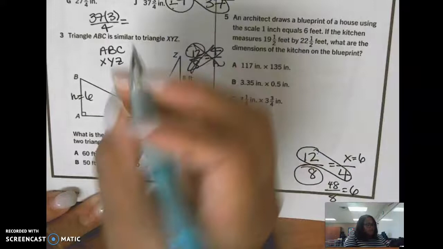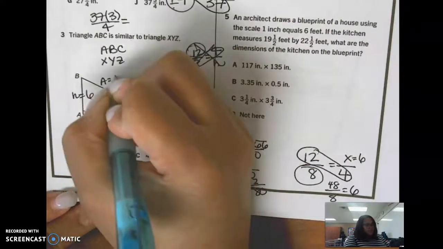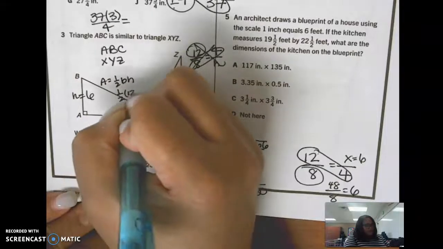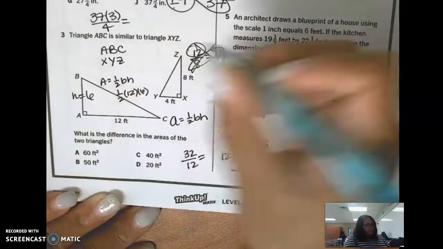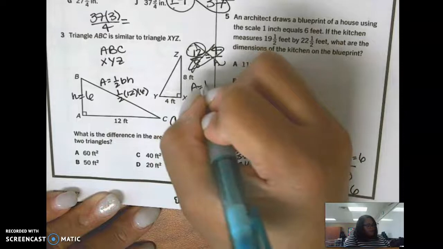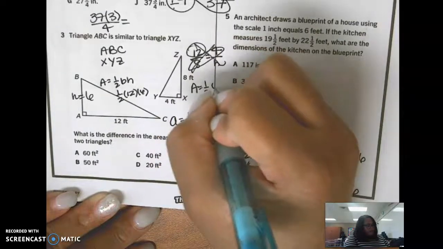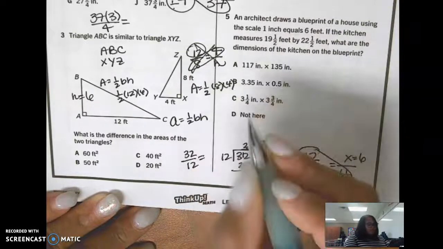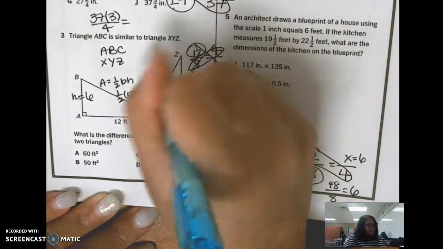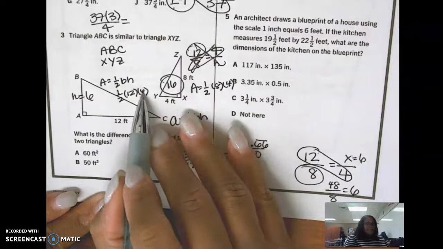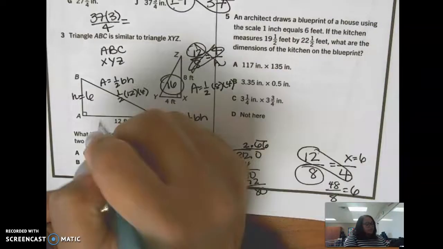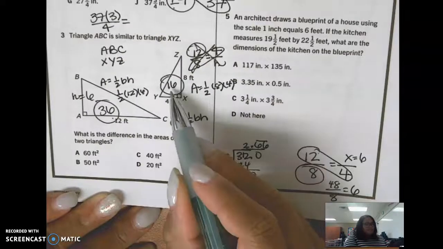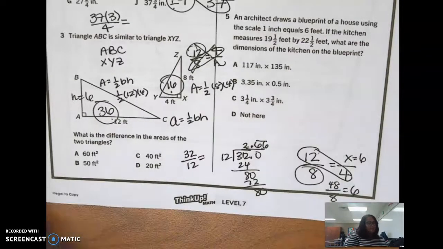And then this is 1/2 base times height. So the area of this triangle is 1/2 12 times 6. And the area of this triangle is 1/2 8 times 4. 8 times 4 is 32. Half of that is 16. 12 times 6 is 72. Half of that is 36. So find the difference between 36 and 16.